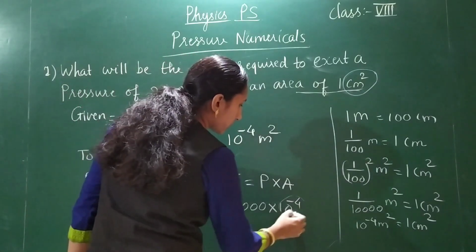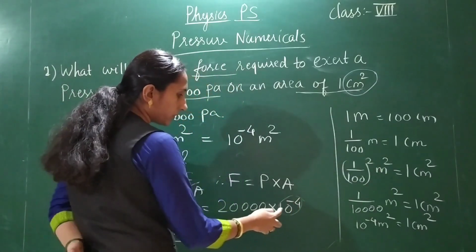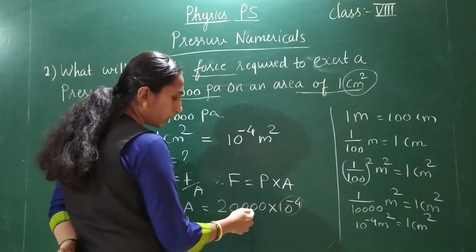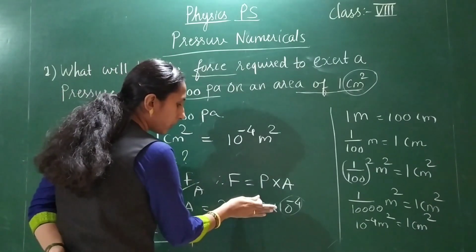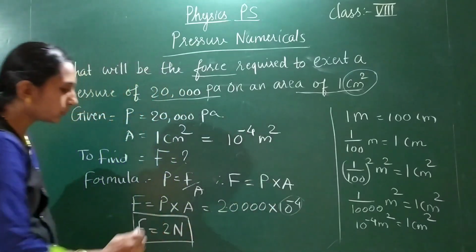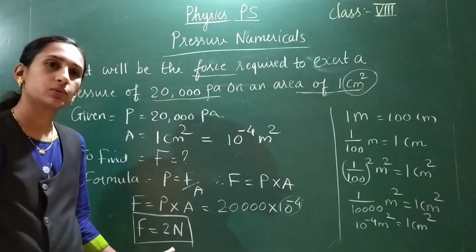This is because of 10 raised to minus 4: if you shift the decimal point over here, 1, 2, 3 and 4, the point shifts 4 places, meaning we remove all these 4 zeros, and only the 2 remains. So the answer for this question is 2 Newton.